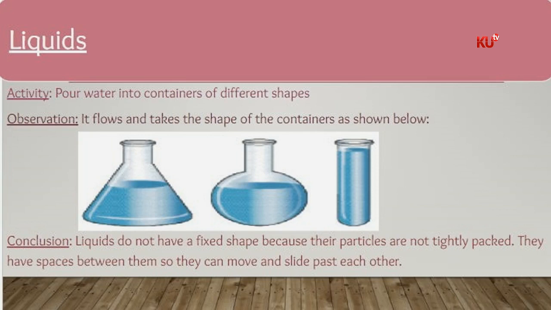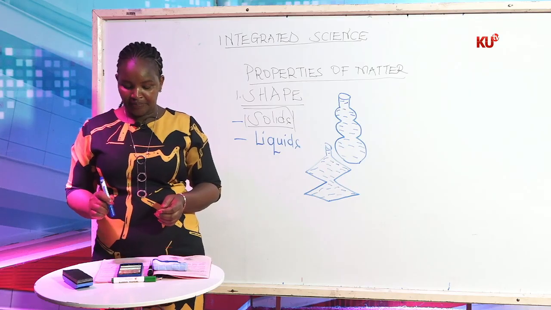And because they are not tightly packed, it means there are some spaces in between them, so they are able to move. They are able to slide past each other. They are able to flow. No wonder they will enter even in those corners to take the shape of whichever container they are placed in. So our conclusion again is that liquids have an indefinite shape, which is not fixed.